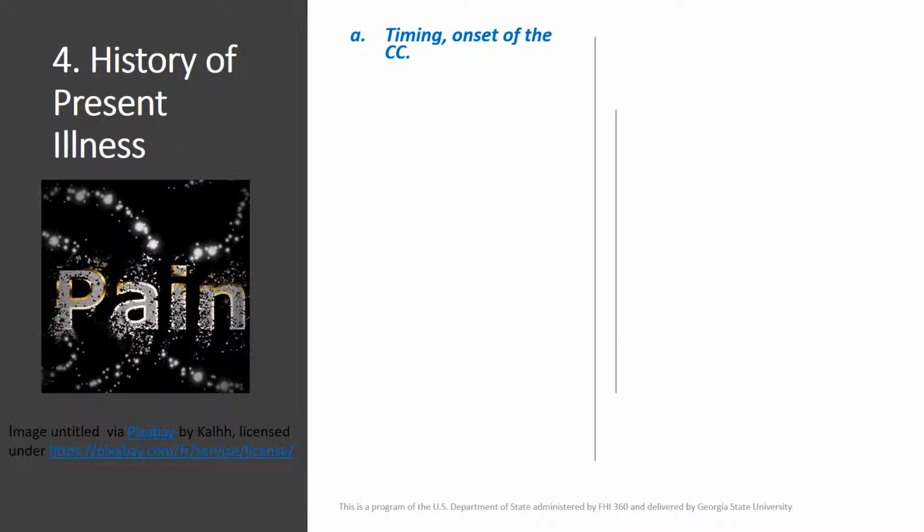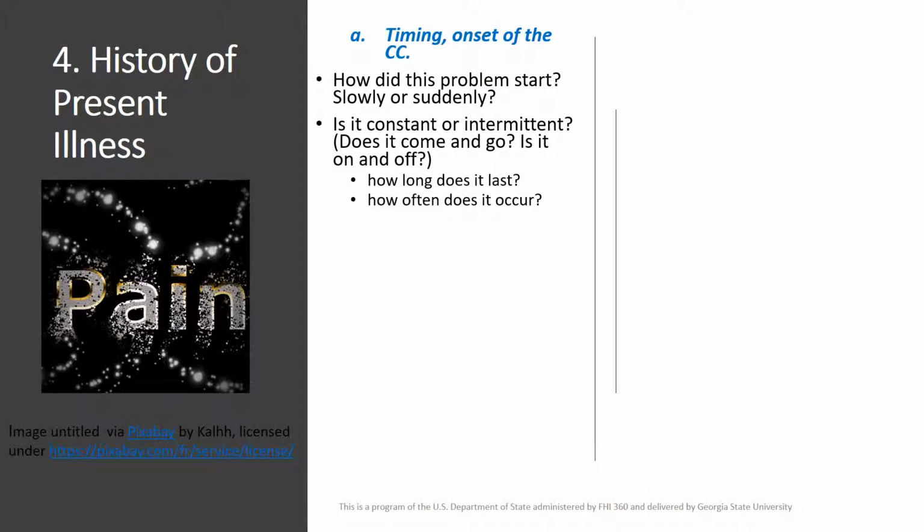Once you have the information about the chief complaint, now you want to know about the history of the present illness, that is the chief complaint. First, you will want to know the timing or the onset of the chief complaint with questions such as, how did the problem start? Did it start slowly or suddenly? You also want to ask if it is constant or intermittent, meaning does it come and go, is it on and off? And you also can have some follow-up questions like how long does it last, how often does it occur?